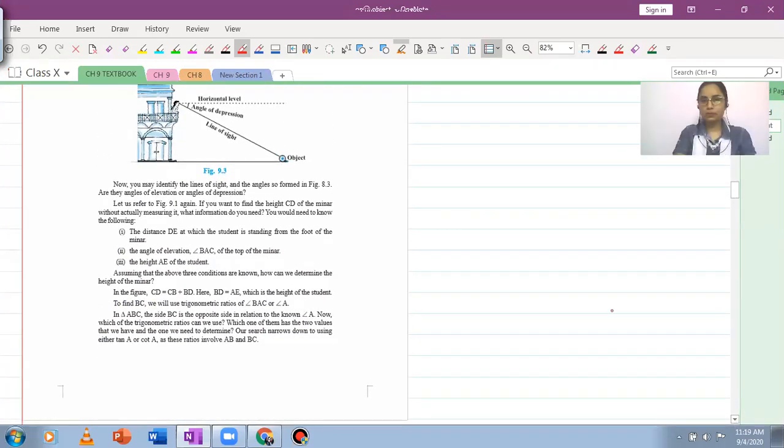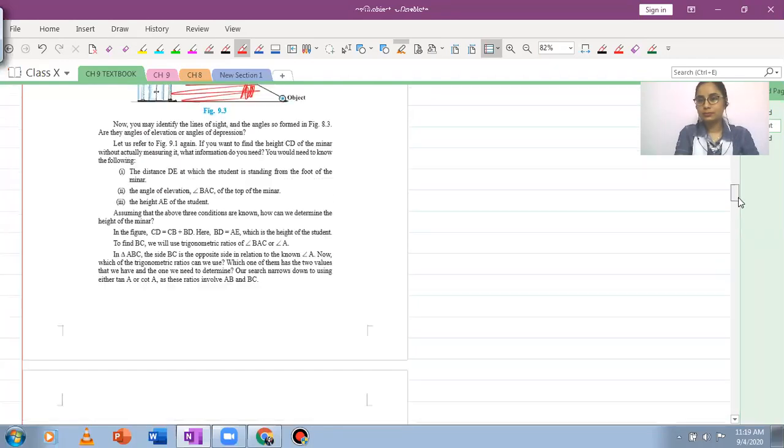They have actually shown a very nice picture here. There's a girl who's looking at an object on the ground. So this is the line of sight and the angle of depression is right here, outside the right triangle. So you will be able to relate this angle with this one, alternate interior angles, and then you can work with the right triangle.